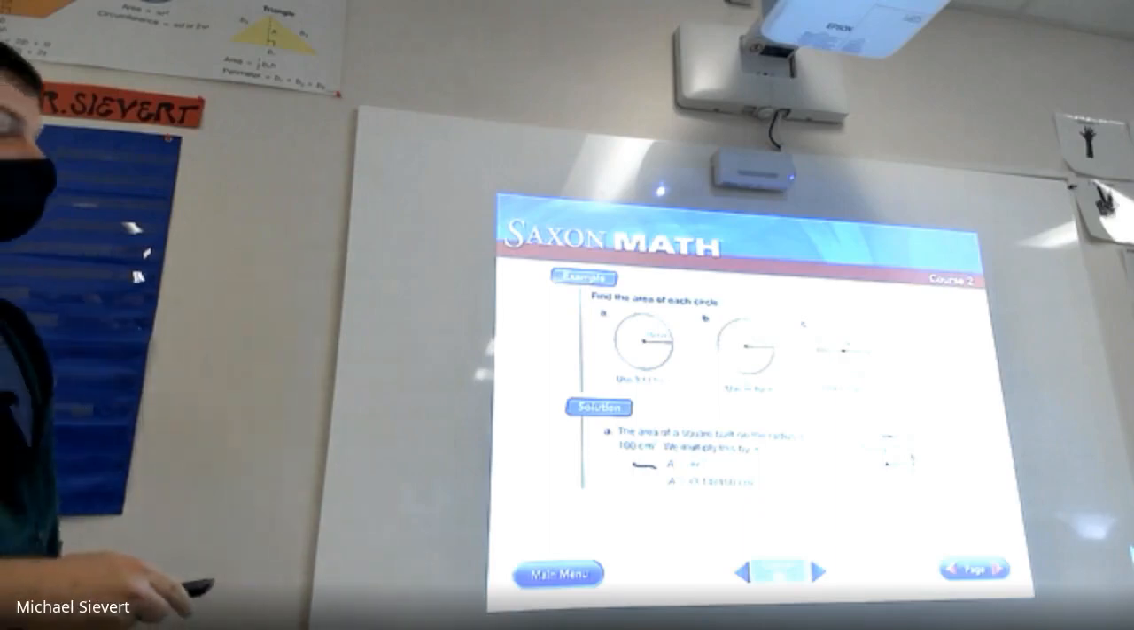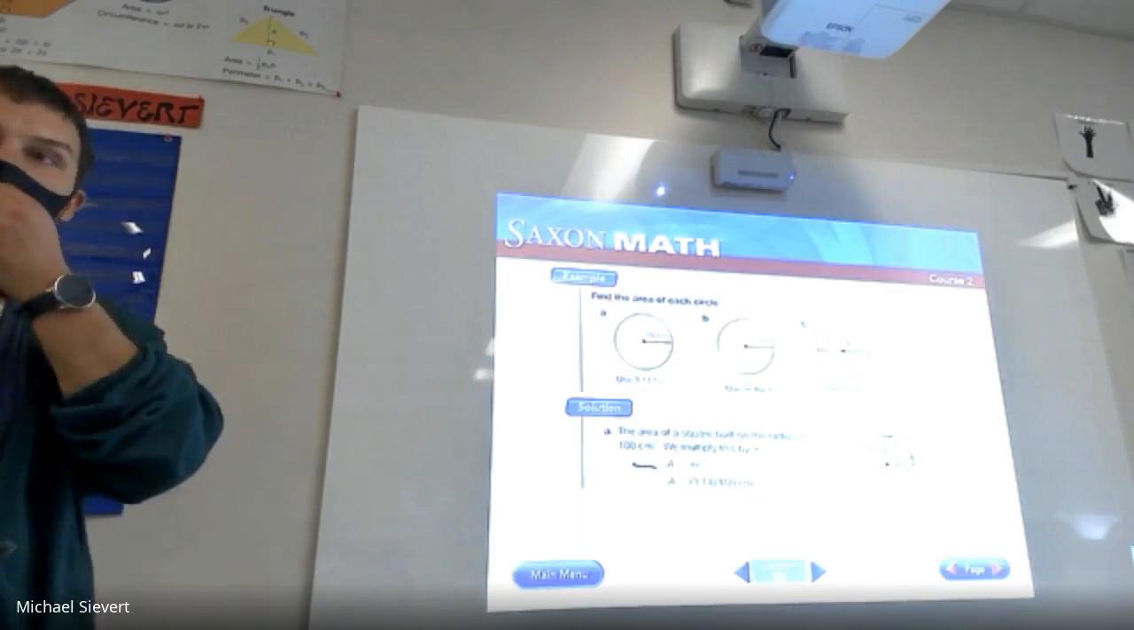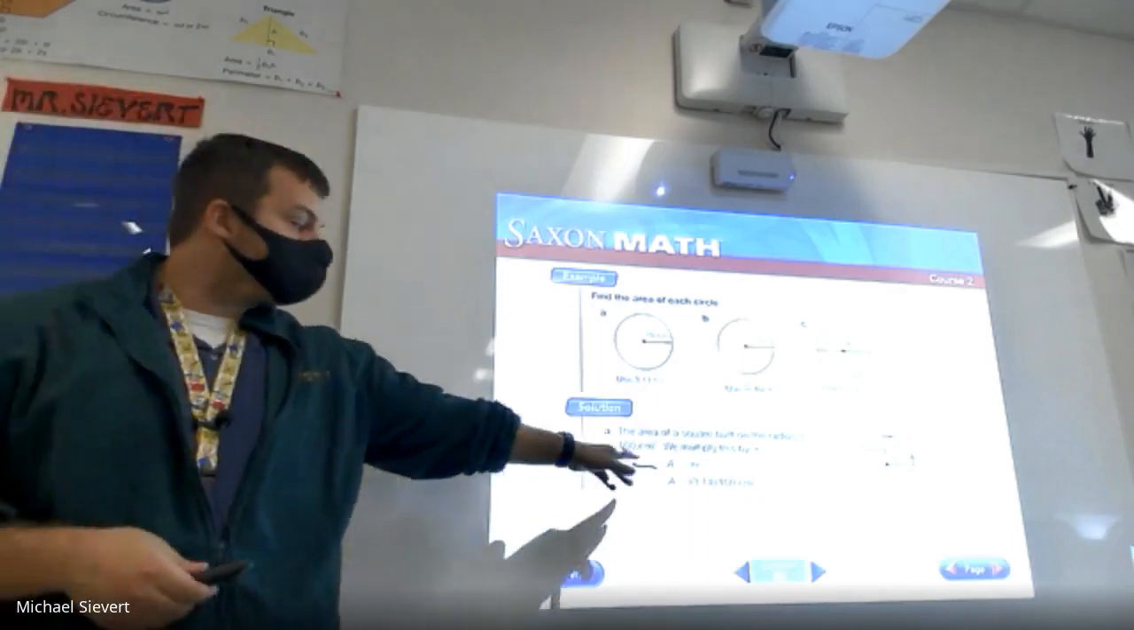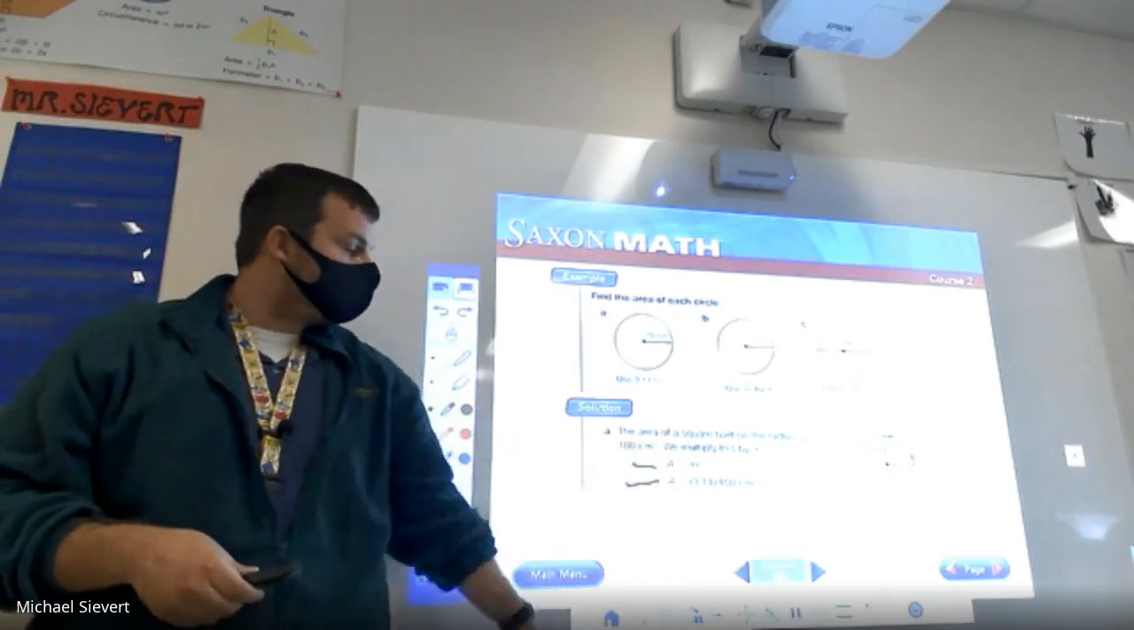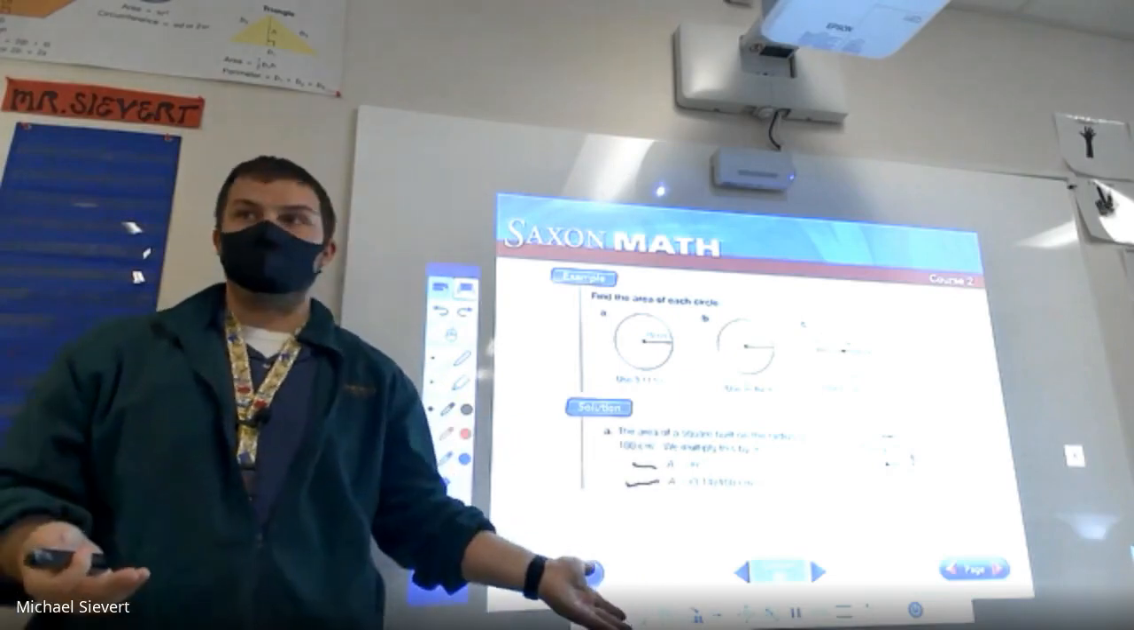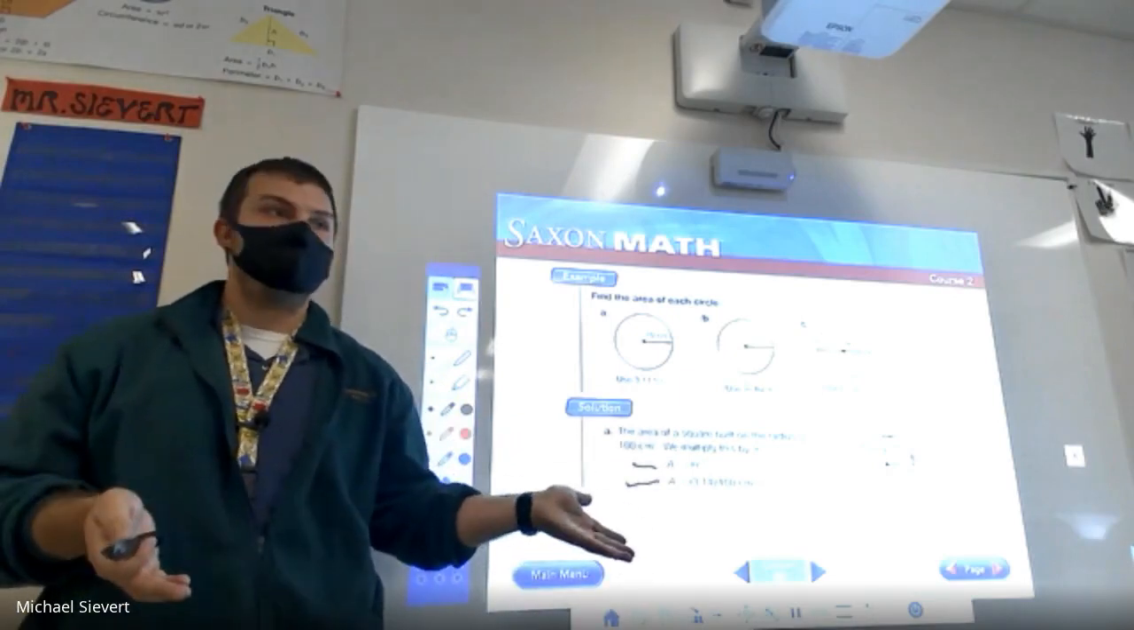So now you figure it out. Now all you've got to do is solve. You rewrote the equation, you filled it in. Now you just have to answer it. What's 3.14 times 100 centimeters squared?